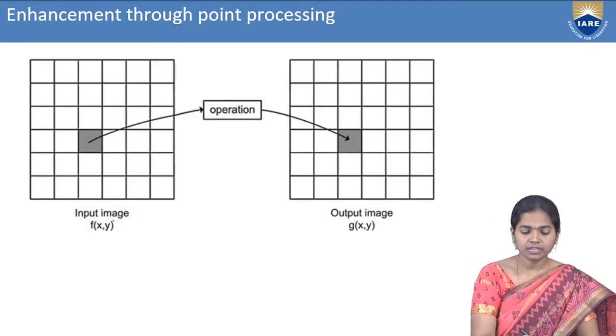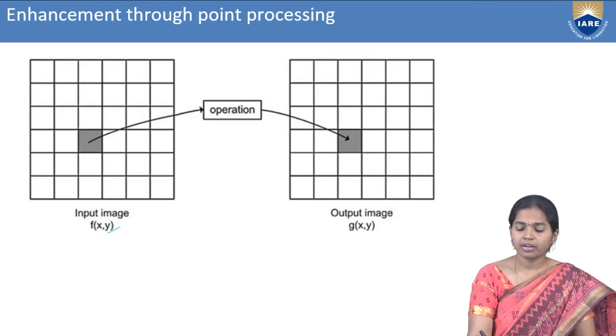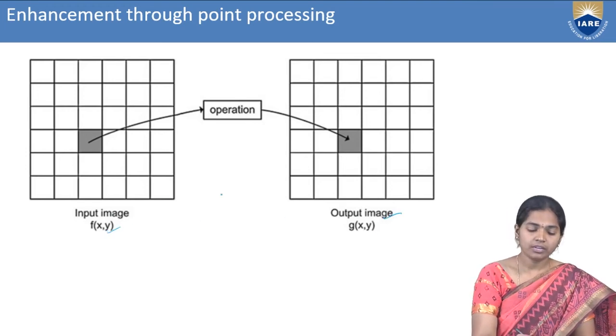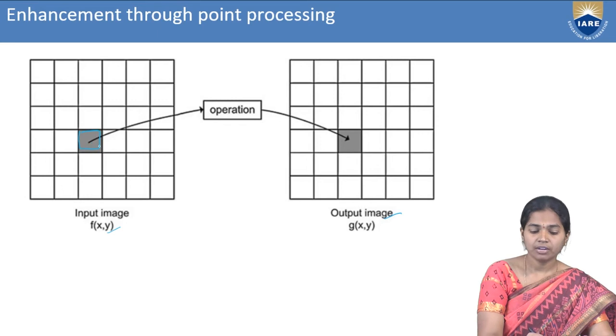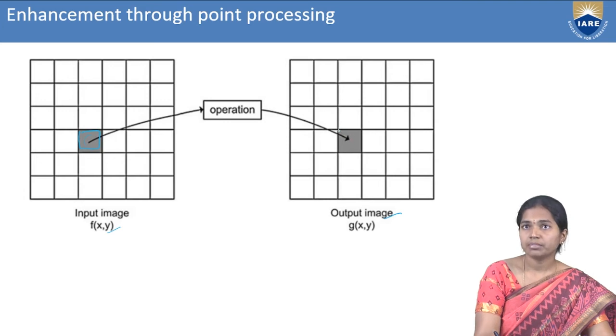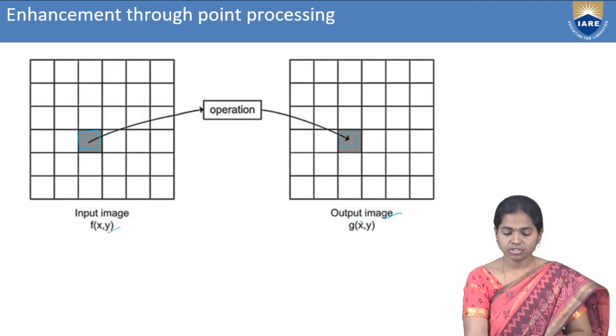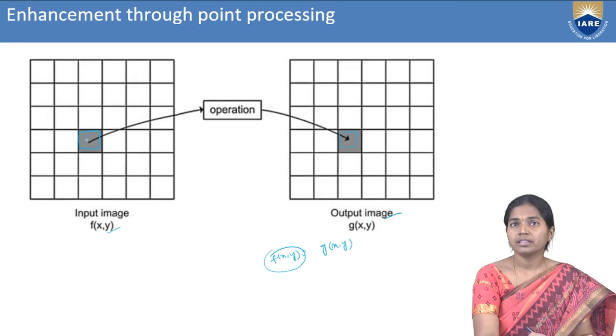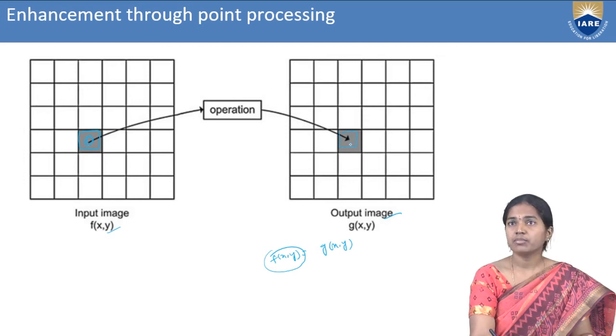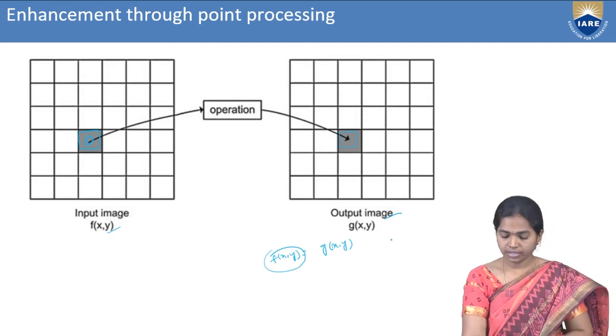So in this point process, the input image is f of x comma y and the output image is g of x comma y. Here f of x comma y is our input image, and the operation acts on this particular pixel only. Whatever the value is, the resultant value is stored in the same location of the target image. So we apply the function directly on this pixel and the resultant is stored in the same location of the target image.